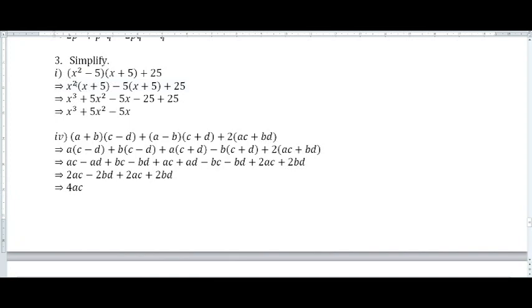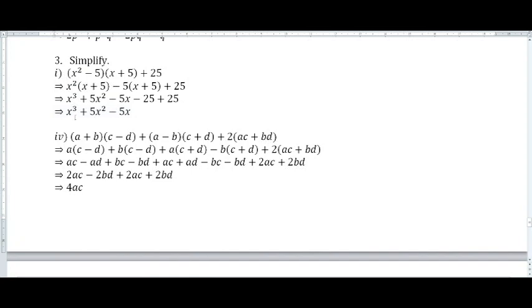Then we'll multiply this first. X squared into x is x cubed, plus x squared into 5 is 5x squared, minus 5 into x is 5x, minus into plus is minus, 5 5s are 25. Then plus 25 is still there. Here minus 25 and plus 25, the numbers are the same, but the signs that they have are different, so we can cancel it. Minus 25 cancels with plus 25. Then x cubed plus 5x squared minus 5x is the answer.